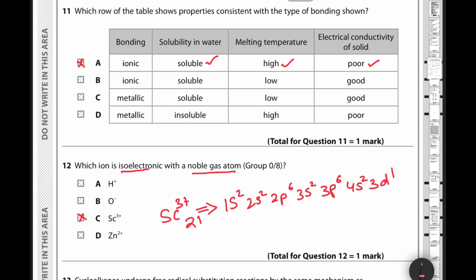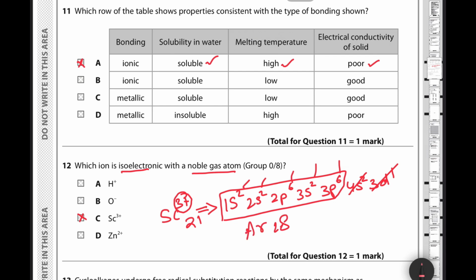Now, when you remove the electrons, because 3 electrons need to be removed, you will remove the 2 electrons from 4s and 1 electron from 3d. So if you remove these 3 electrons, you are left with the noble gas configuration of argon. You can count 2, 4, 10, 12, 18. So 18 is for argon. So my correct answer is scandium.